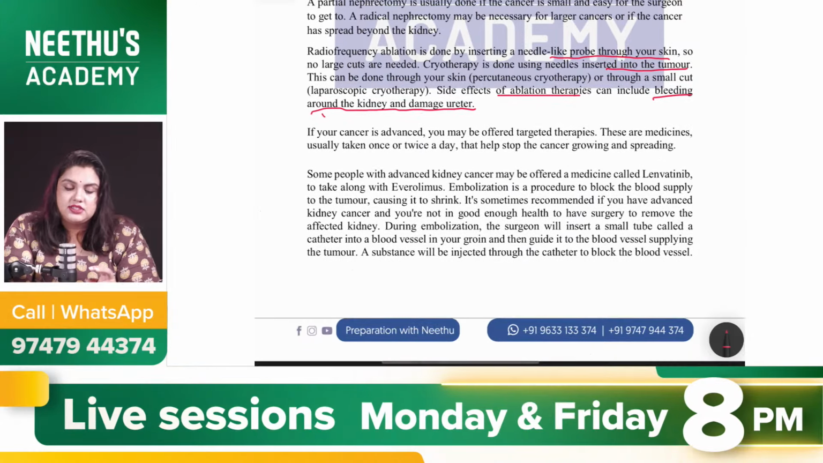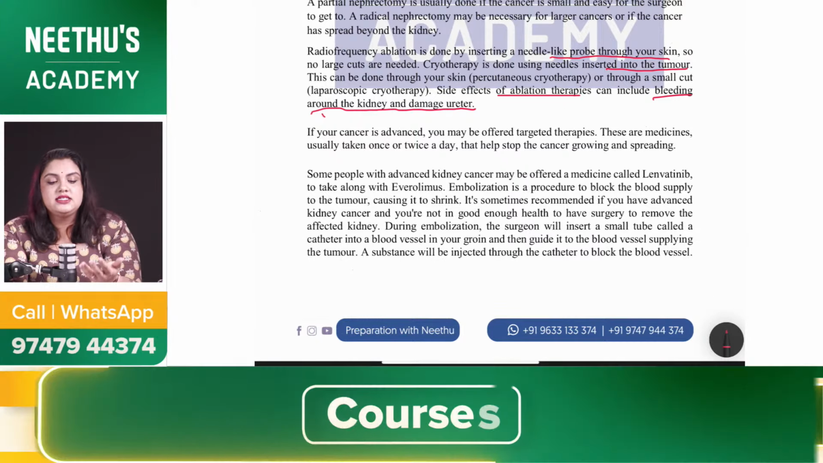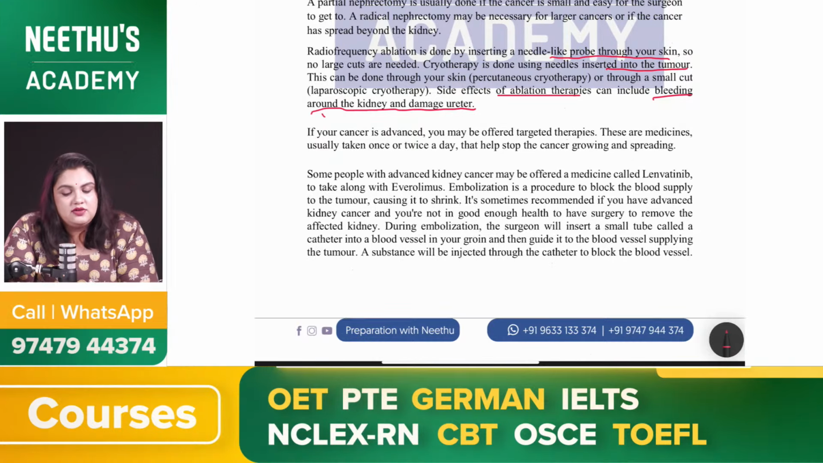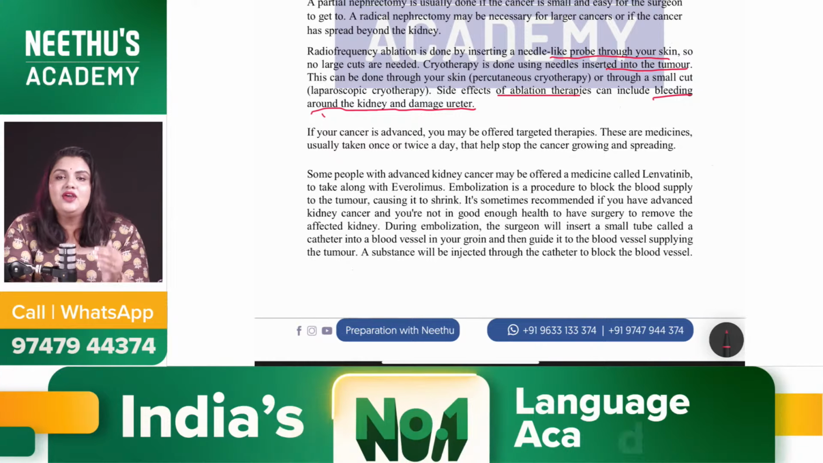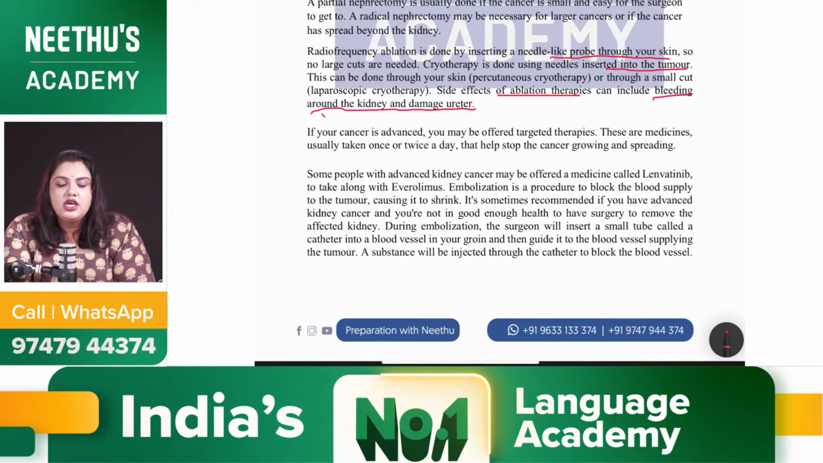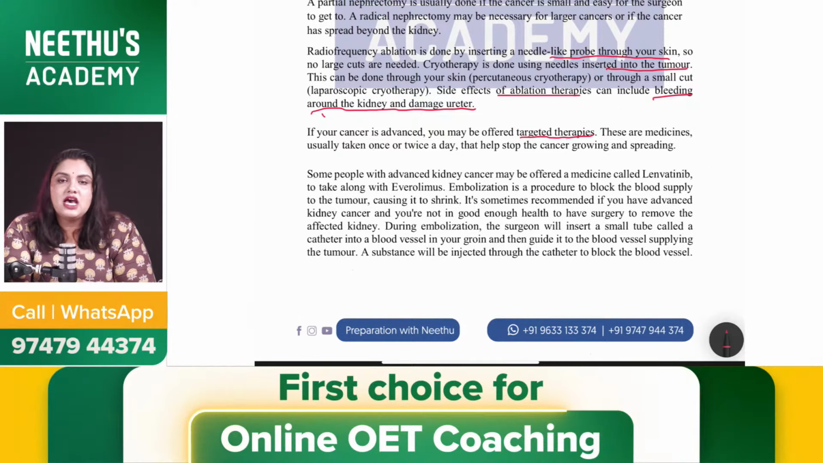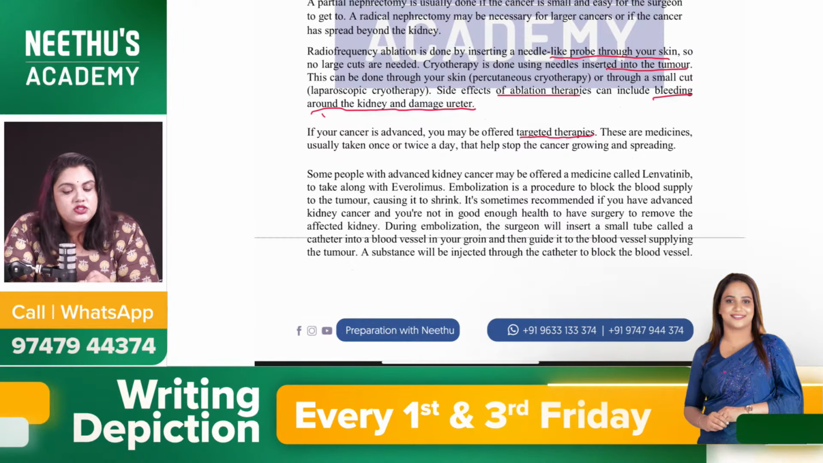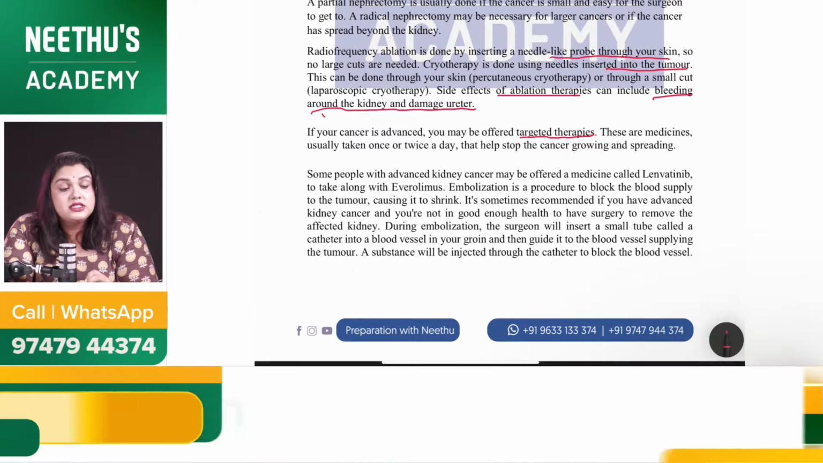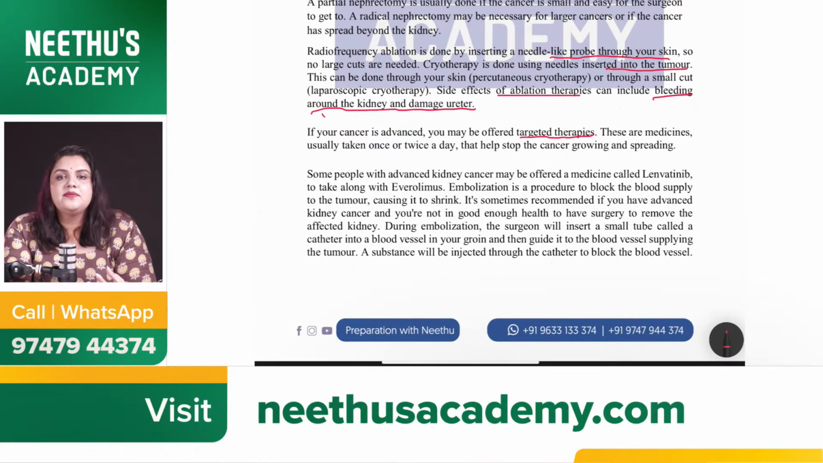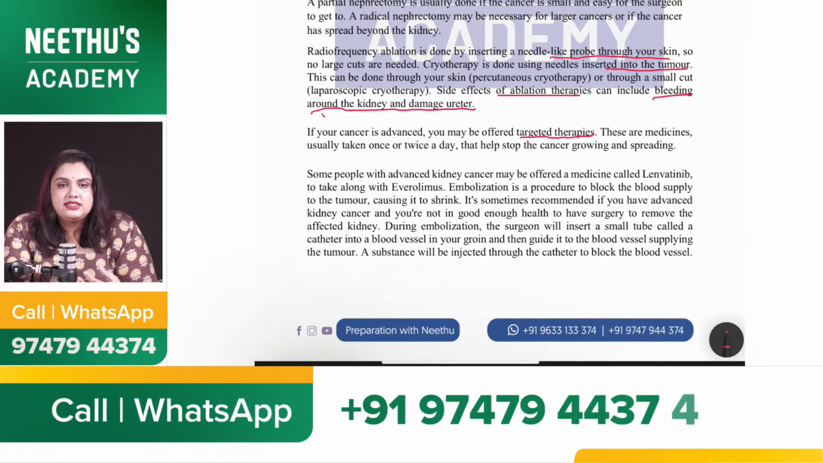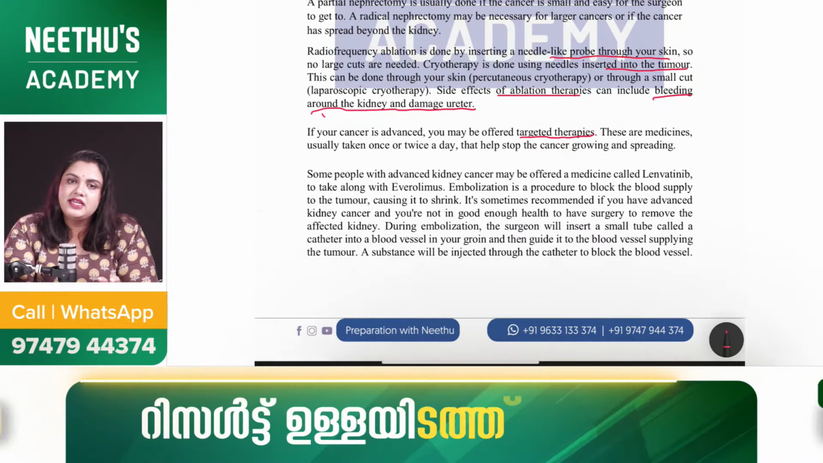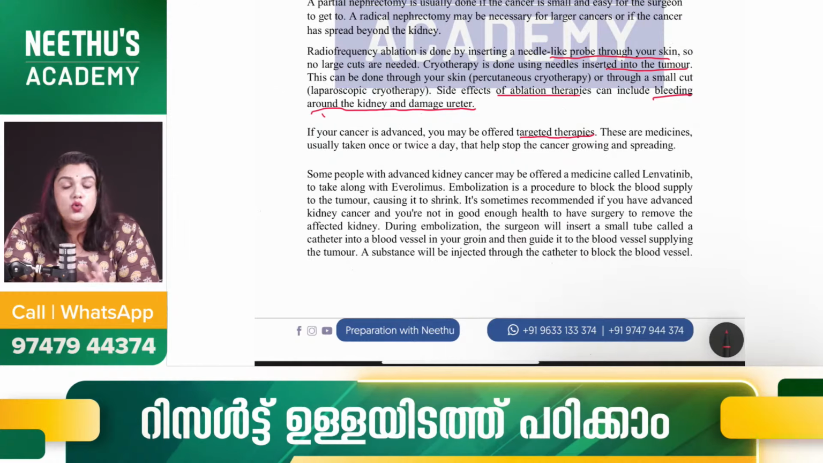If your cancer is advanced, so we spoke about the treatments for the cancer, that is nephrectomy, then we spoke about ablation. So if your cancer is advanced, you may be offered targeted therapy. If you have a case that is very much advanced, your cancer is very large, you may be offered targeted therapies. These are medicines usually taken once or twice a day that help stop the cancer growing and spreading. These are what are called targeted therapies. These are medicines taken once or twice a day. Why? To prevent cancer from growing and spreading. So these medicines prevent the cancer cells from spreading as well as growing.